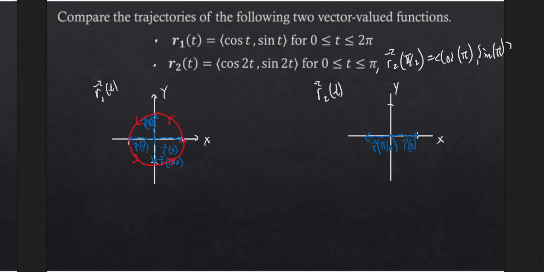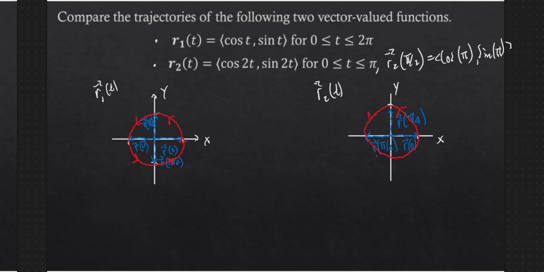So maybe I want to consider some points in between. How about, say, pi over 4? Then I'll get cosine of pi over 2, sine of pi over 2. So this will be r of pi over 4, up here. So the trajectory is the same, but it's taking half of the amount of time to make the whole trajectory around the circle.